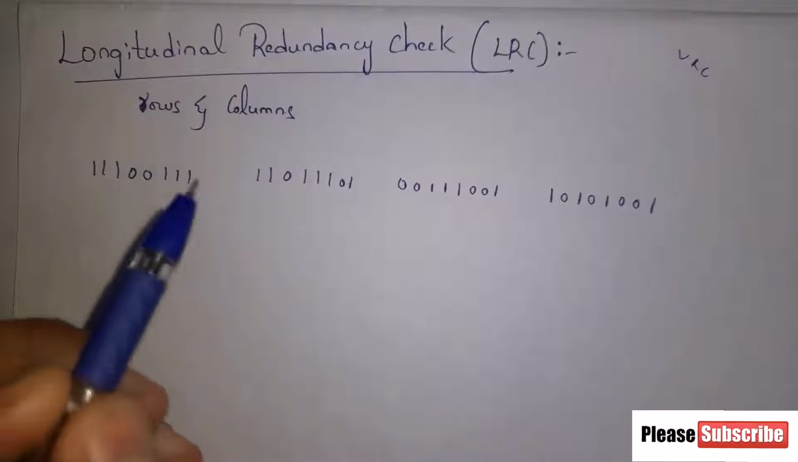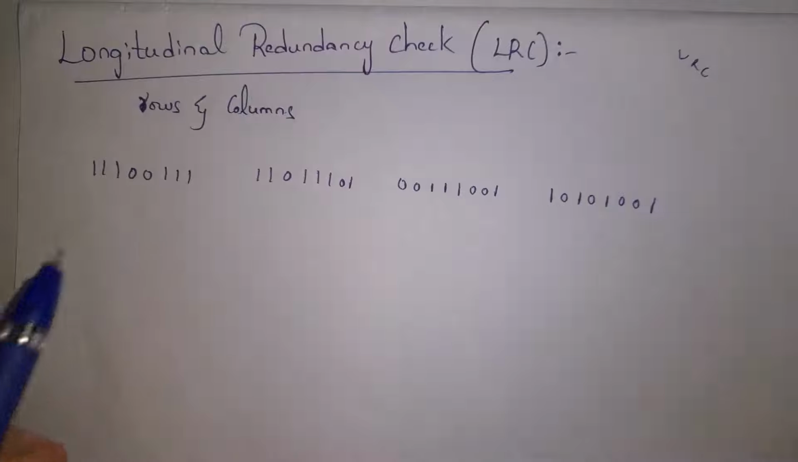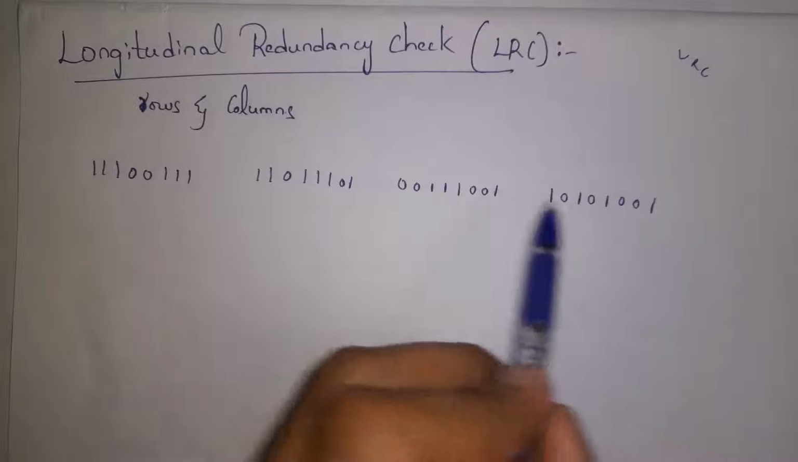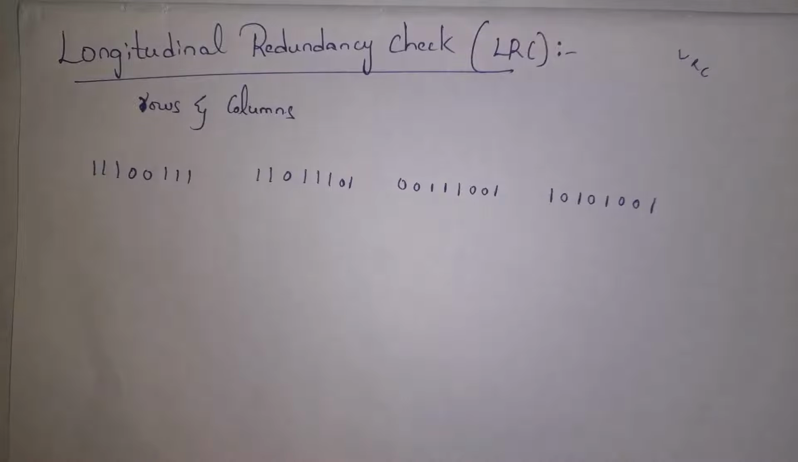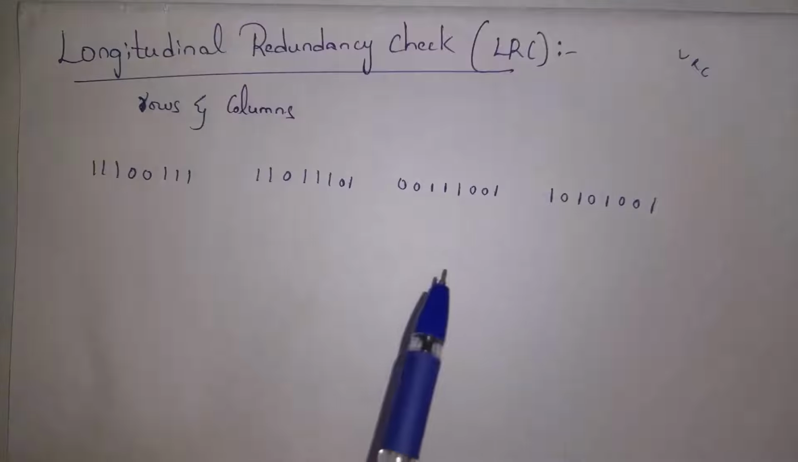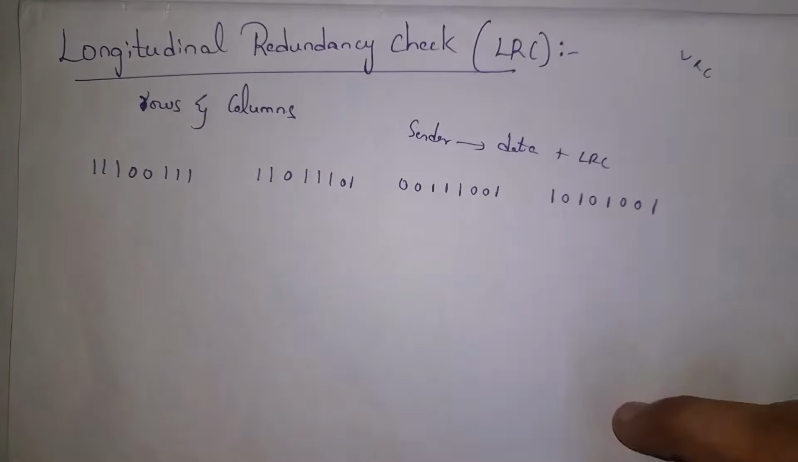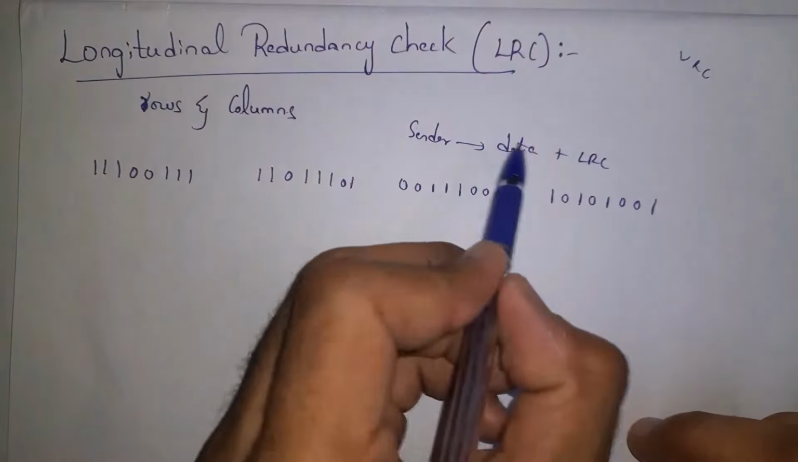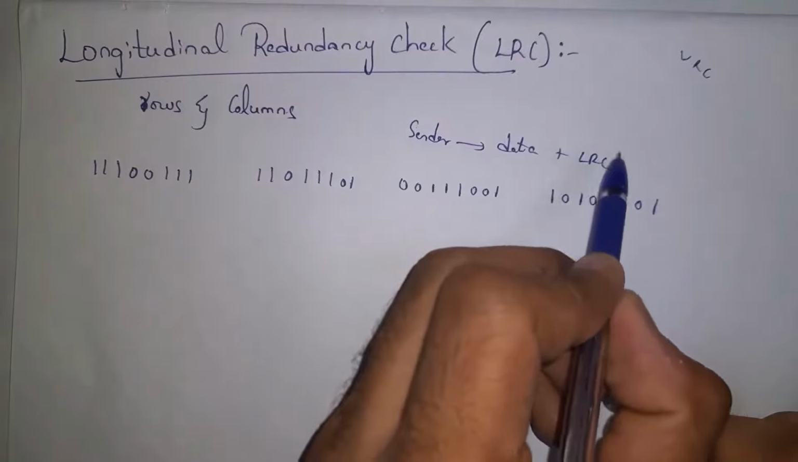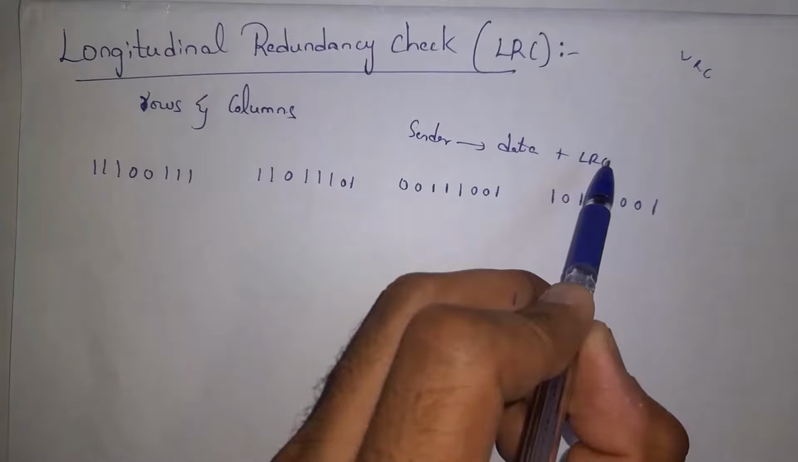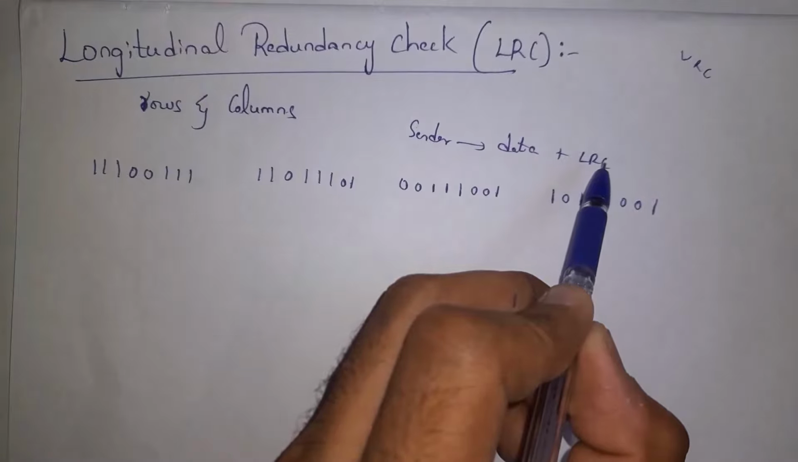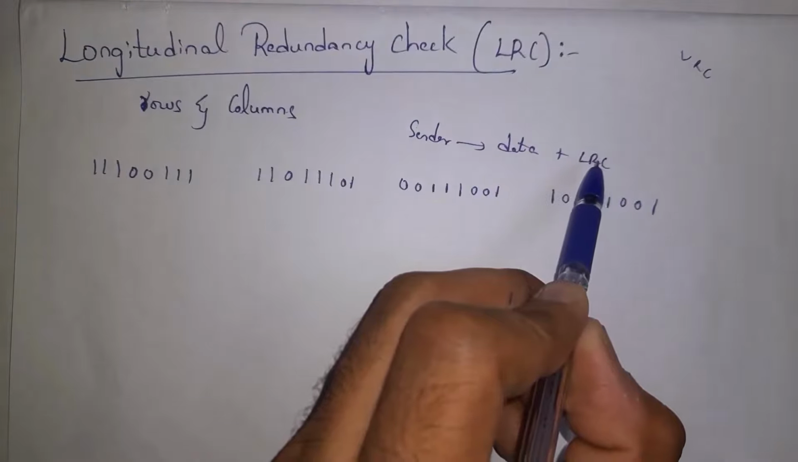These are various data blocks which the sender wants to send to the receiver. Whenever the sender wants to transfer data to the receiver, along with our data blocks, the sender will add some extra bits to our data. We call those extra bits LRC. So the sender will send data as well as LRC, which is nothing but extra bits. Based on this LRC, the receiver will identify whether the data contains errors or not.